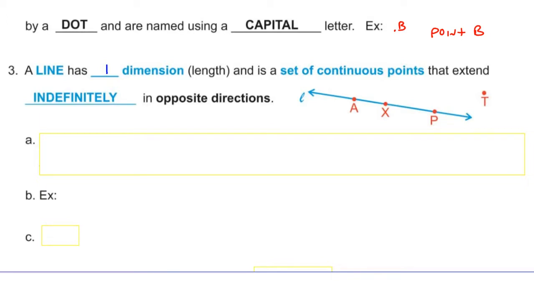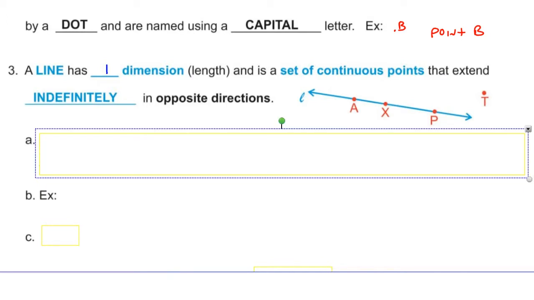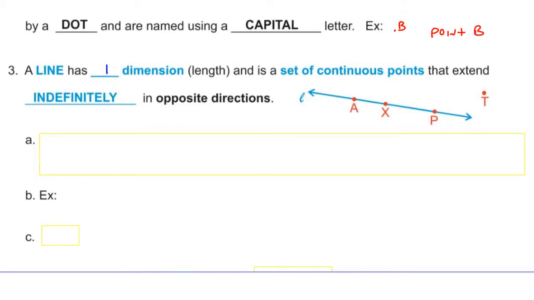So a line has one dimension, length, and don't miss the fact that it's a continuous set of points. Before I go to this next thing, let me just get you to understand. I've shown you point X right there, but there's another point right next to it, another one next to it, and another, and another. We hit finally point P, and another one, another one. You get the idea. I could go on forever, right? These continuous points, one right next to the other, form the line.